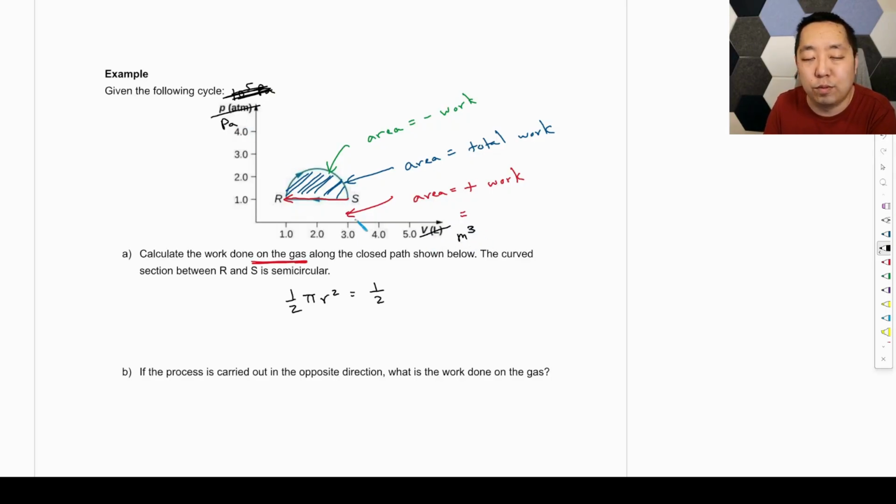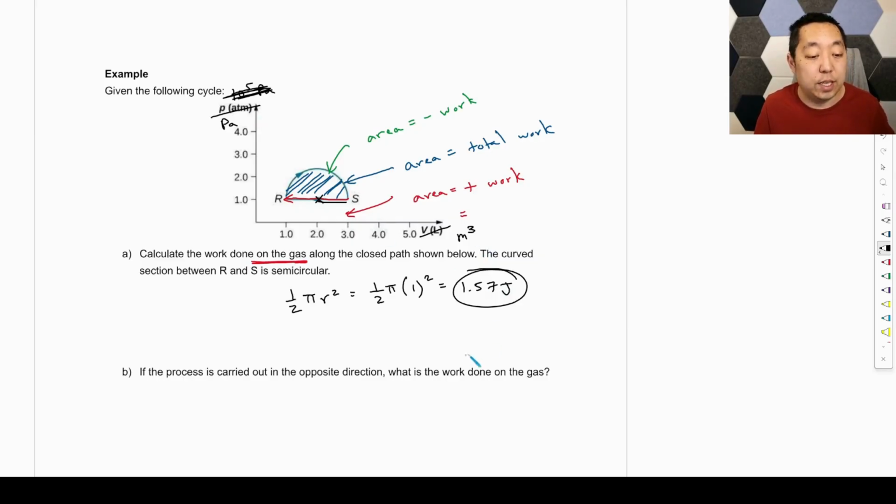So we can just not worry about the fact that it's not a circle. It's half the area of a circle, and the radius of that circle is 1. So it's going to be pi over 2 times 1. That's going to be 1.57 joules, like that. Okay, so I'm going to fix that picture.